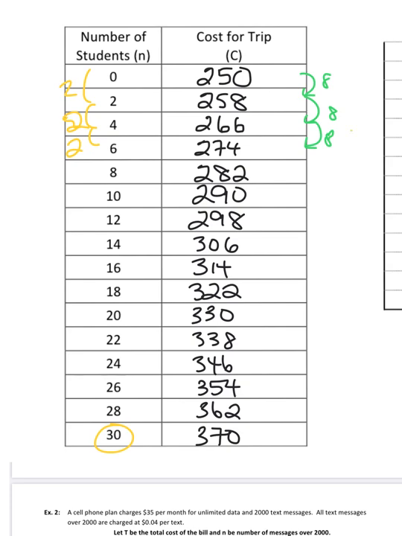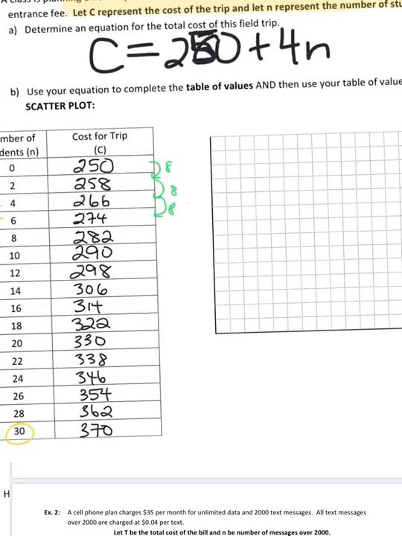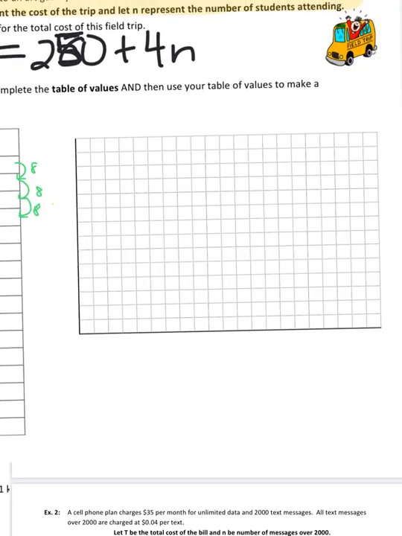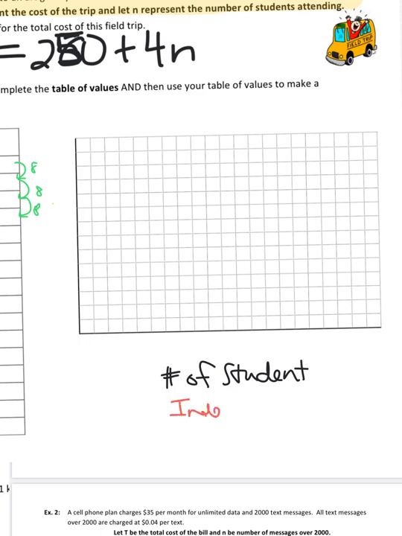So when I go to make my graph, when I go to make my scatter plot, I'm going to put the independent variable along the bottom. The independent variable is the one that's changing and causing the other one to change. So the number of students is going along the bottom. That's the independent variable. And then that's going to cause the cost to change.